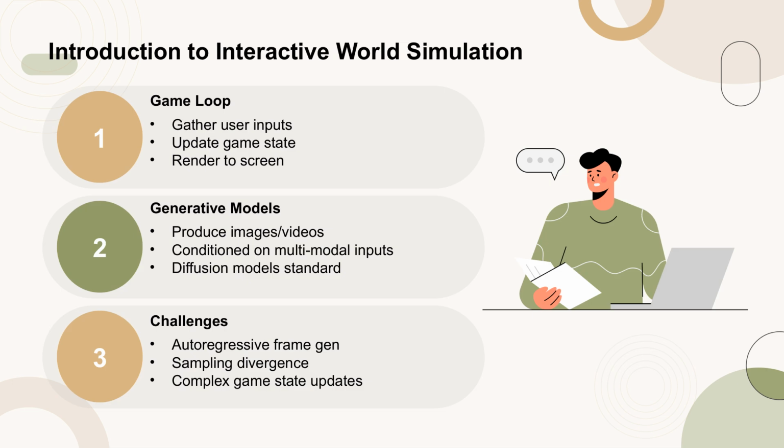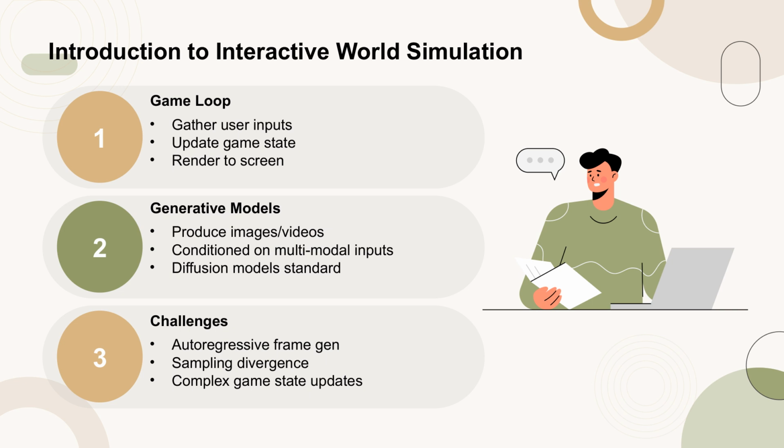The core of computer games is the game loop, which consists of three main steps: gathering user inputs, updating the game state, and rendering it to the screen. This loop runs at high frame rates to create the illusion of an interactive virtual world. Recently, generative models have made significant progress in producing images and videos based on various inputs, with diffusion models becoming the standard in media generation.